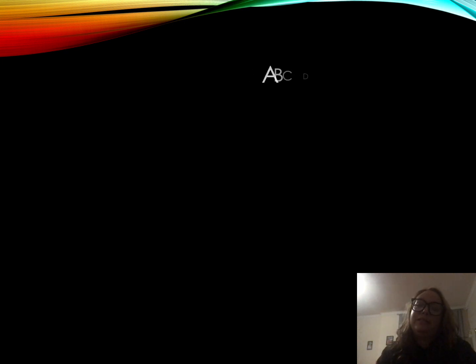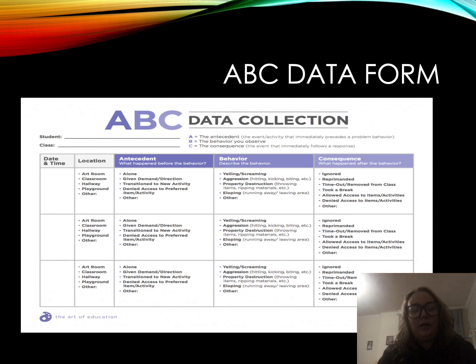So when we are collecting data, this form is extremely important. It allows the BCBA to fully see in front of them what happened. So you're going to fill it out: date and time, location, your antecedent, your behavior, and your consequence. This allows the BCBA to enter this information, and then they're able to do a lot of their FBAs, their functional behavior analysis, and determine why this behavior is happening, and then how we can reduce it. So ABA data is really, really important when it comes to applying.